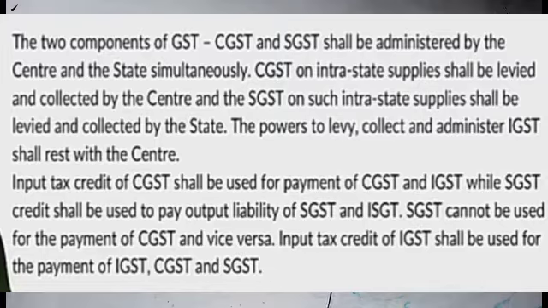So input tax credit of CGST shall be used for payment of CGST and IGST, while SGST credit shall be used to pay output liability of SGST and IGST. SGST cannot be used for payment of CGST and vice versa. Input tax credit of IGST shall be used for the payment of IGST, CGST and SGST.